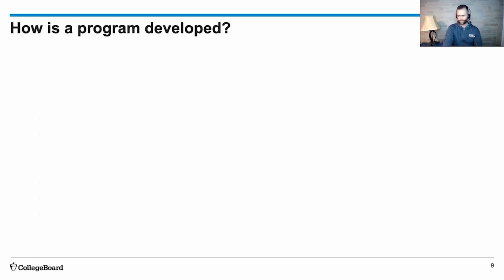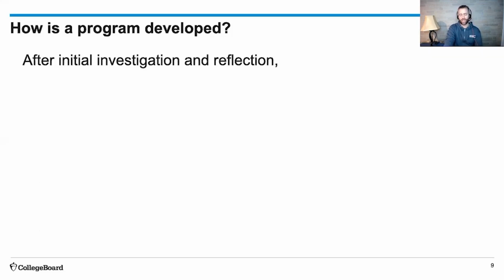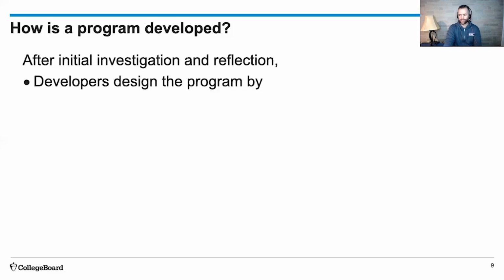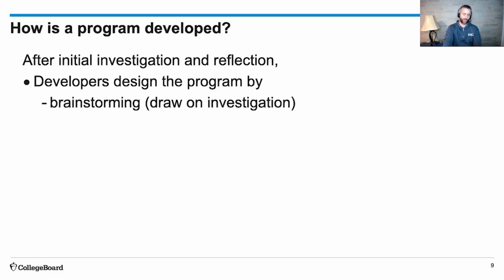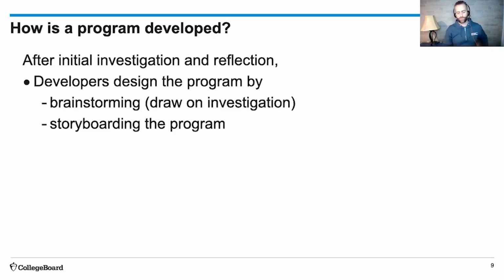All right. Now, after the initial investigation and reflection, developers design the program, right? So how are they going to design the program? Well, they're going to brainstorm, right? They're going to draw on investigation. They're going to say, well, these are all the things that we figured out, and so now this is going to help us to talk about what things we can do. We're going to storyboard, right? We're going to write out, or draw pictures about kind of what the user is going to do, to show what is possible with our program.